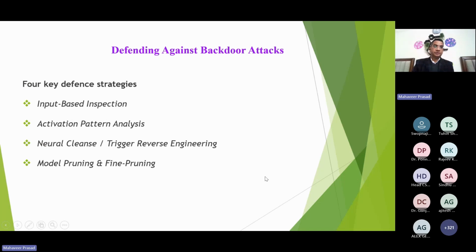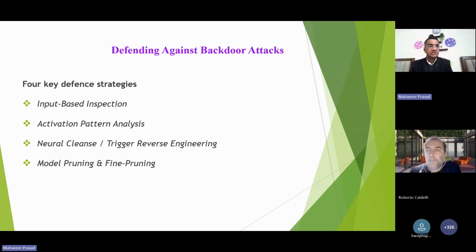Defense against backdoor attacks. So you know what backdoor attacks we were creating with that small patch, and our model is behaving differently when it was getting the normal data and when it was getting data with a small patch or small sticker on that. So how can we prevent this kind of attacks? Basically, these are four strategies: input based inspection, activation pattern analysis, neural cleanse and trigger reverse engineering, and model pruning and fine tuning.